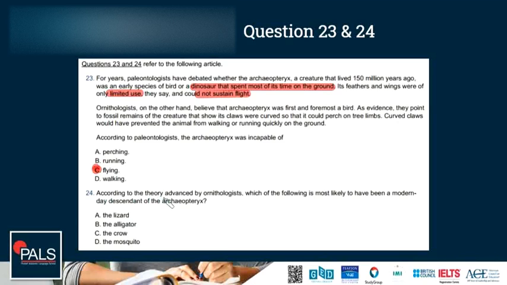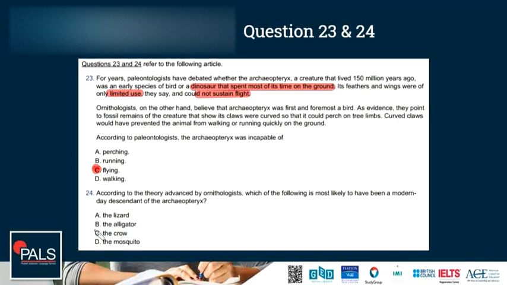According to the theory advanced by ornithologists, which of the following is most likely to have been a modern-day descendant of the Archaeopteryx? So which is a related species to the Archaeopteryx? The lizard, the alligator, the crow, the mosquito. The crow, sorry, not the cow. I got myself confused here.